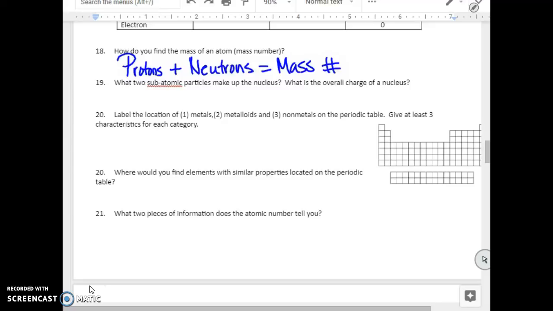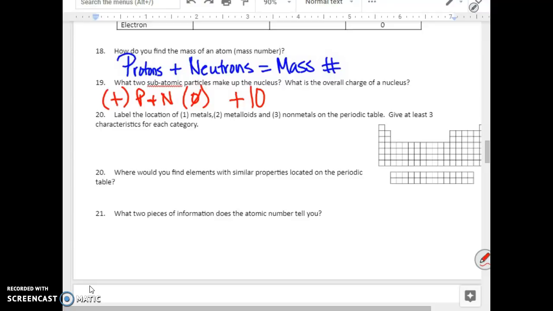Number 19, what two subatomic particles make up the nucleus? Well, we just said protons and neutrons make up the nucleus. Protons are positive and neutrons are neutral. So the overall charge of the nucleus is going to be positive. So if we have neon, which is atomic number 10, then I know I have 10 protons, so my overall charge of my nucleus is going to be plus 10.